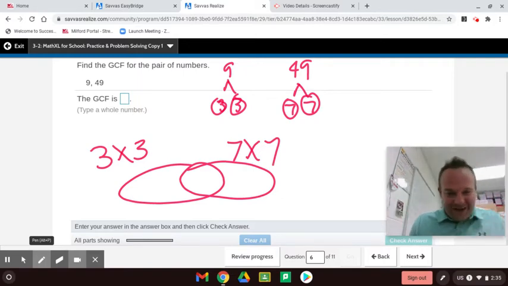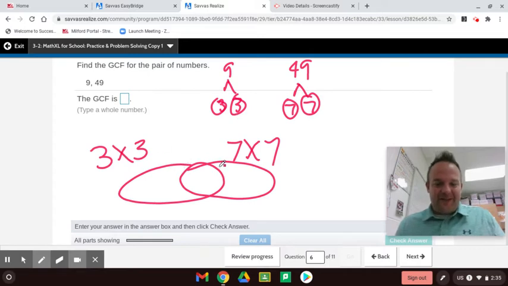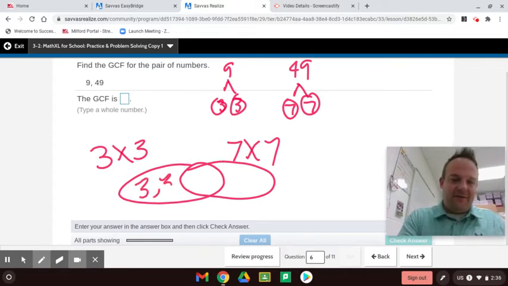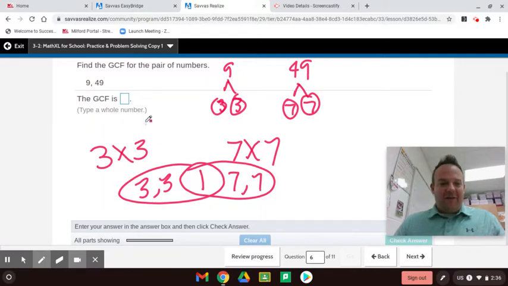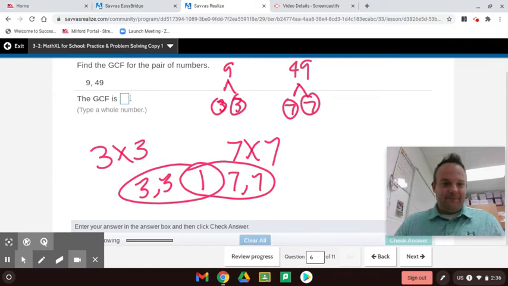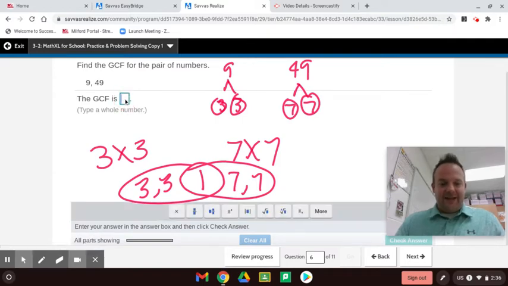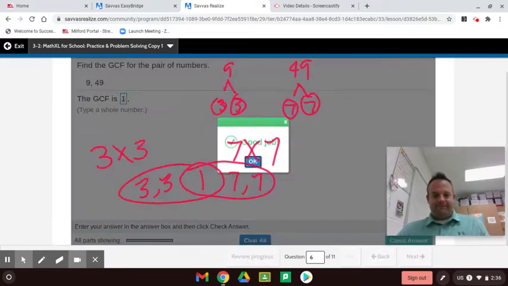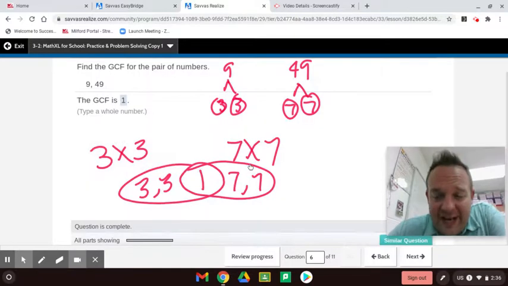Yes, the number 1. You can see there's nothing in common here. Don't put a 0 here. That would mess it all up. A 1 goes there. So the greatest common factor here is 1. The least common multiple would be multiplying all these together. So in this case, just multiplying 9 times 49. So if you can't find anything in common, they still have one number in common.